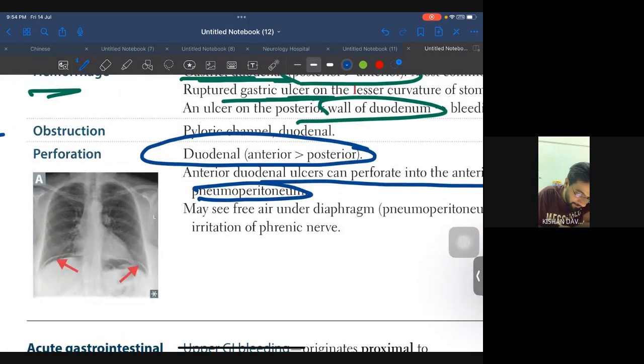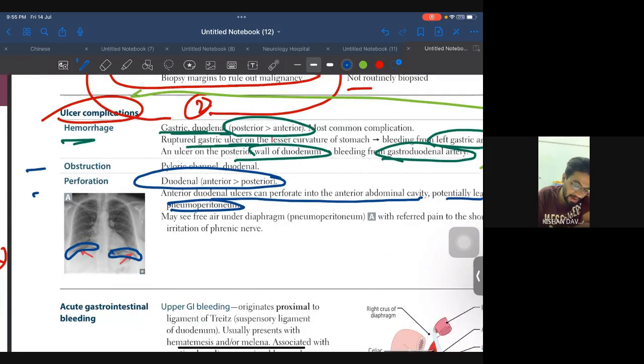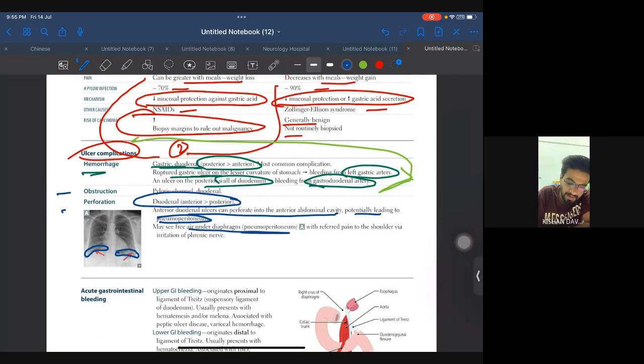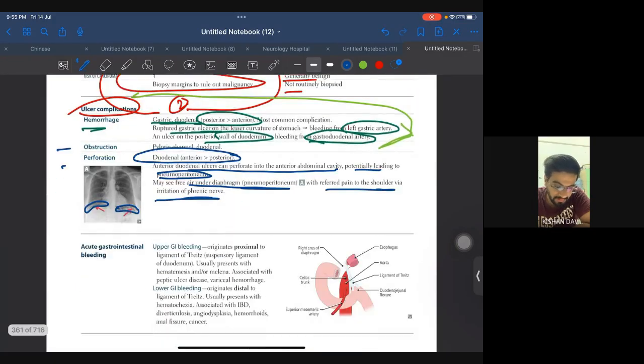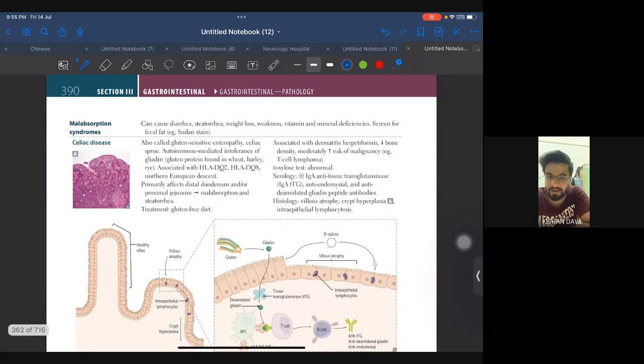You can see, if you see this structure like this, pneumoperitoneum. You may see free air under the diaphragm, which refers pain to the shoulder via irritation of the phrenic nerve. So this is all you need to remember. Okay, so I think we are done with stomach here.